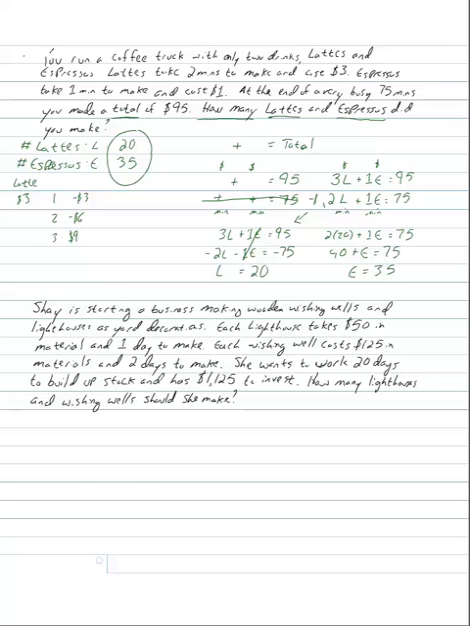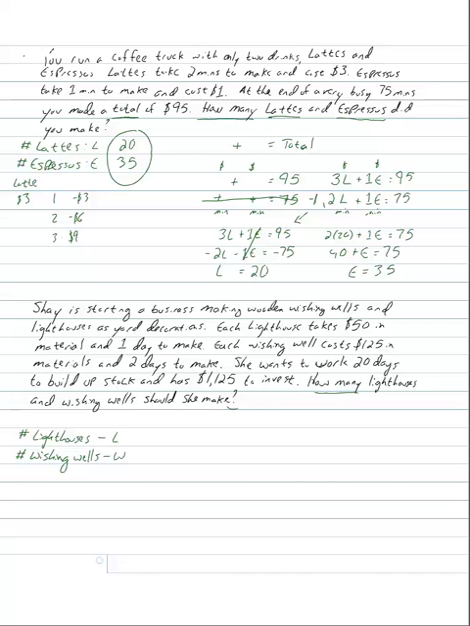So first off, what am I looking for? Again, look for the thing in front of the question mark. So I'm looking for how many, which is a number. So how many lighthouses and how many wishing wells. So again, those are what I'm looking for. Those are what I want to know. So those are my unknowns. Those are going to be my variables.